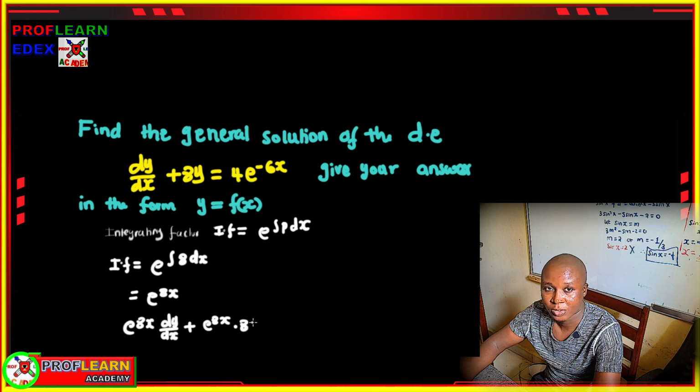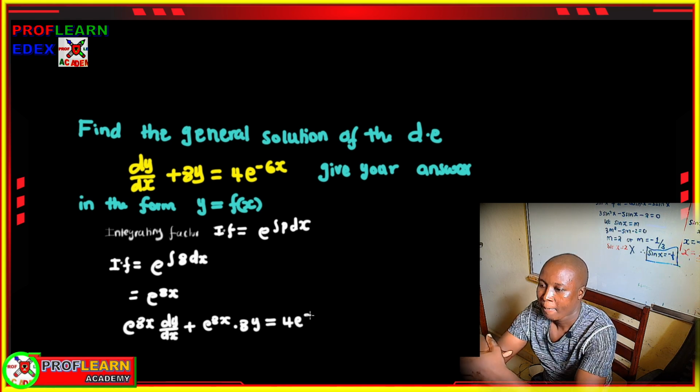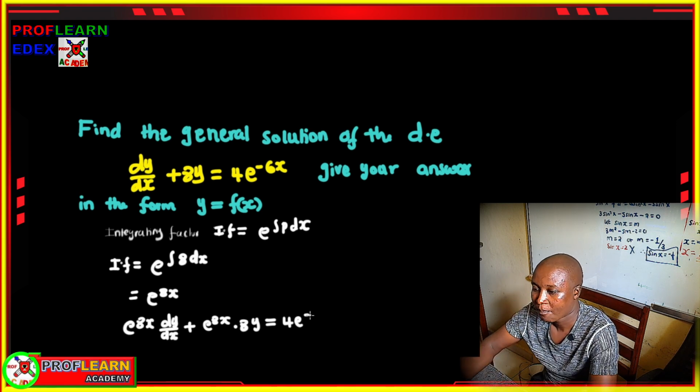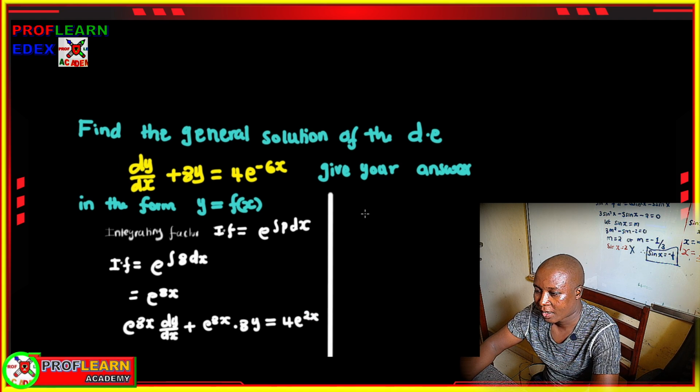e^(8x) times 8y, and then on this part, we multiply e^(-6x) times e^(8x). Remember exponents: when you have the same base, you add the powers. So if we say 8x plus negative 6x, we're going to get positive 2x.